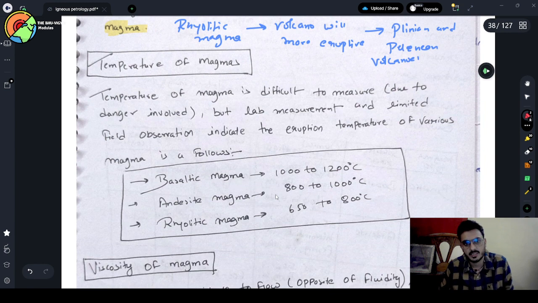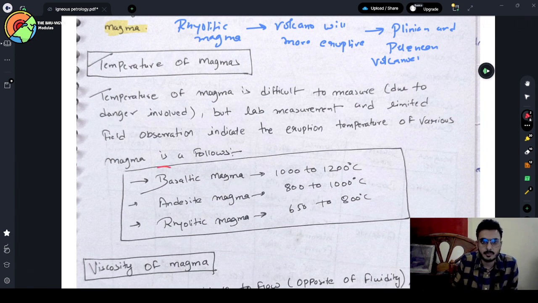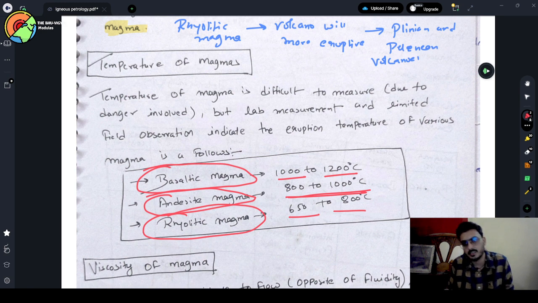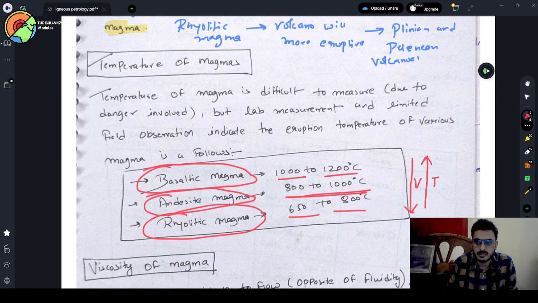Now if you see the temperature in magma, basaltic magma has the highest temperature, around 1000 to 1200 degrees Celsius. Andesitic magma has an intermediate temperature from 800 to 1000, and rhyolitic magma has a temperature around 650 to 800 degrees Celsius. So viscosity increases in this direction, SiO2 percentage increases in this direction, and temperature decreases in this direction.